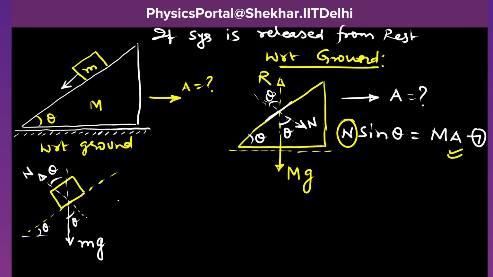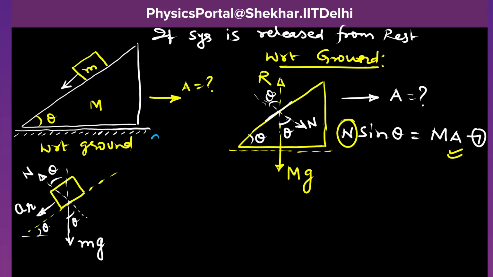Now, with respect to ground, what will be the direction of acceleration of the block? Will it be down the inclined plane? The answer will be clear, no. Because with respect to wedge, the direction of acceleration of the block will be down the inclined surface, but with respect to the ground, it will not be same. We can make use of our concept of relative motion.